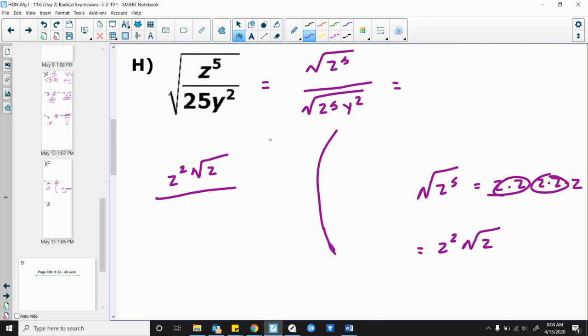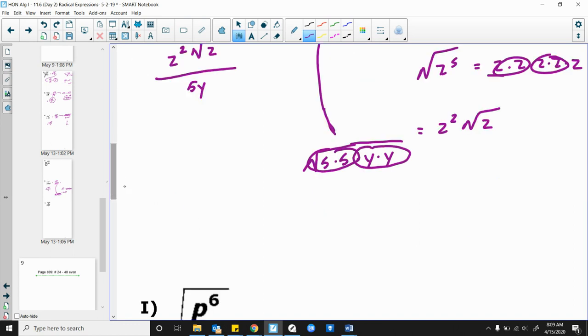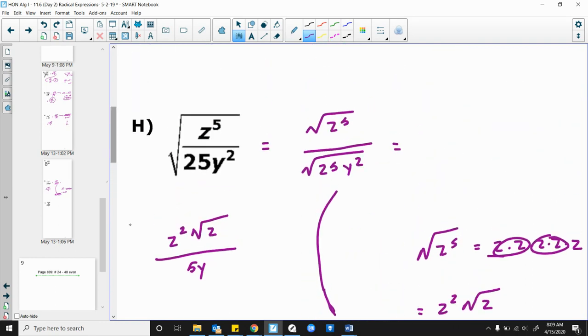We can come down here and we can write out square root of 25y squared is going to be 5 times y times y. I've got a pair of 5s and a pair of y's, so both of those are going to come out, and the bottom of my answer is just going to be 5y. So we end up getting that there for my answer.